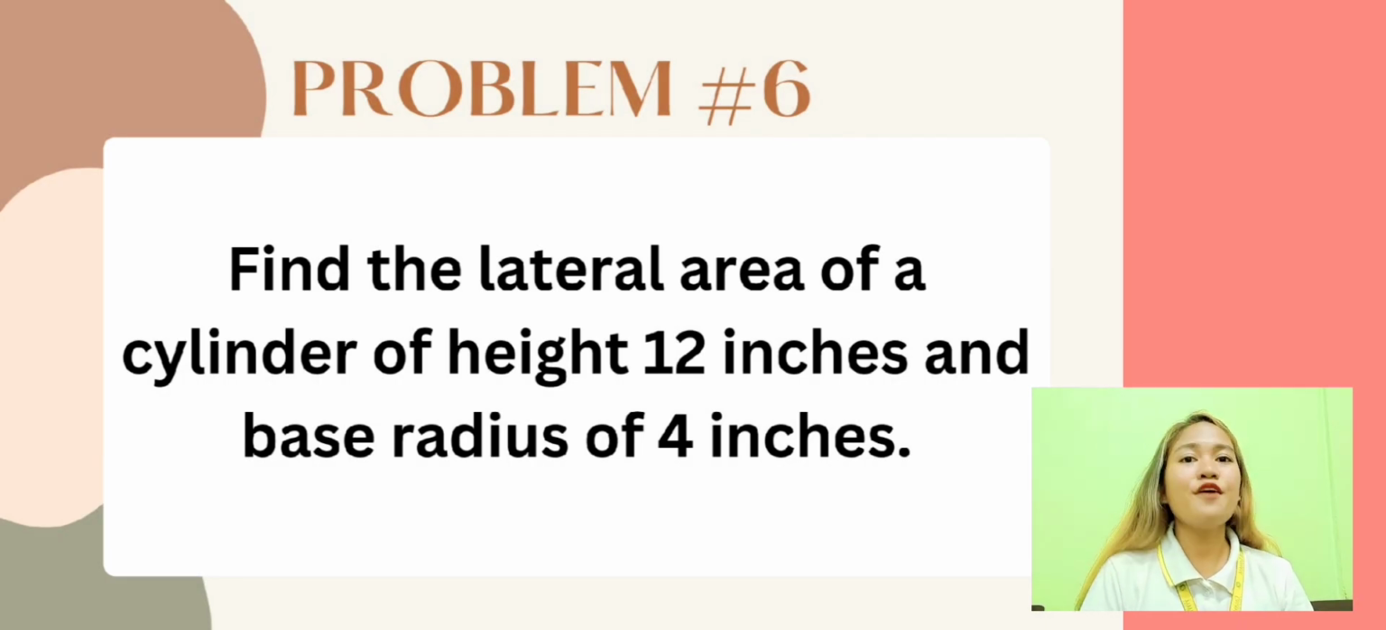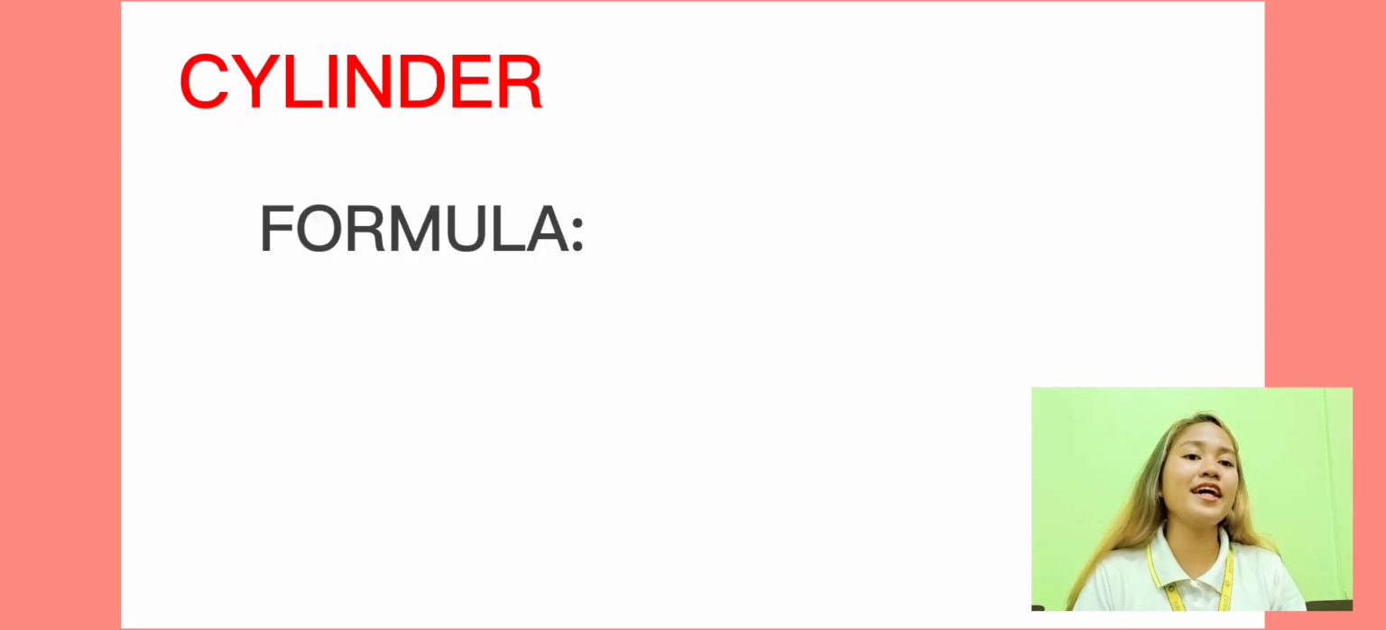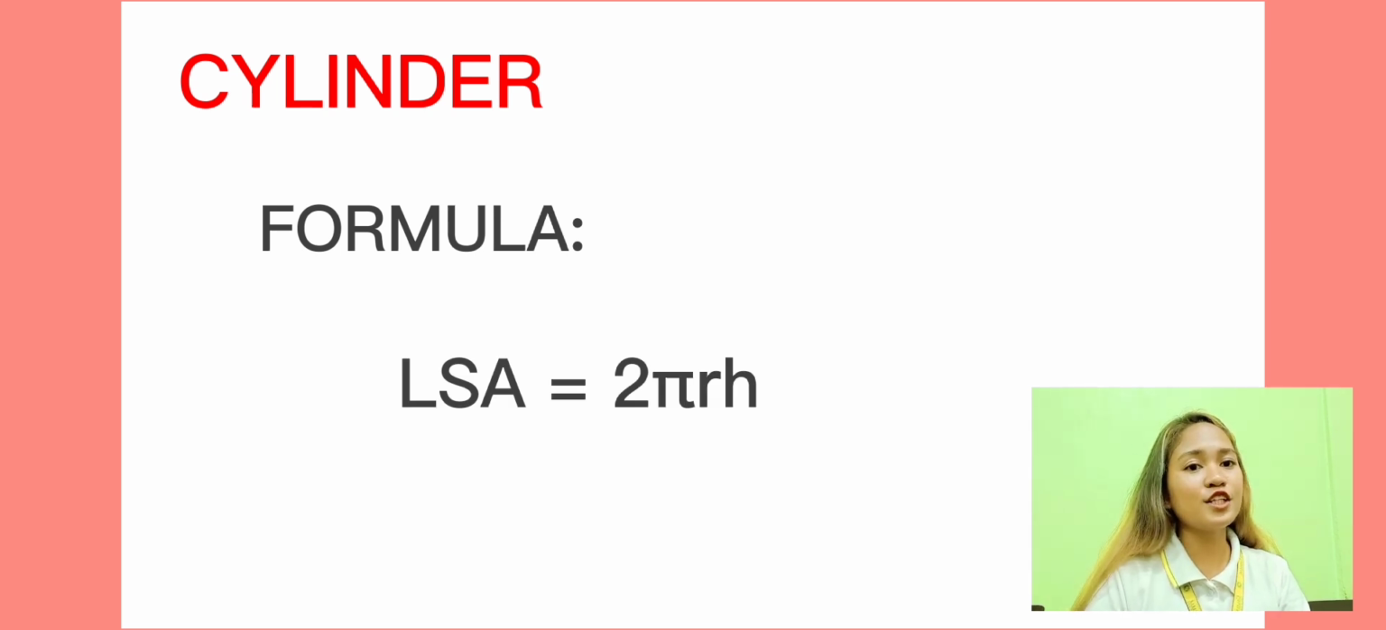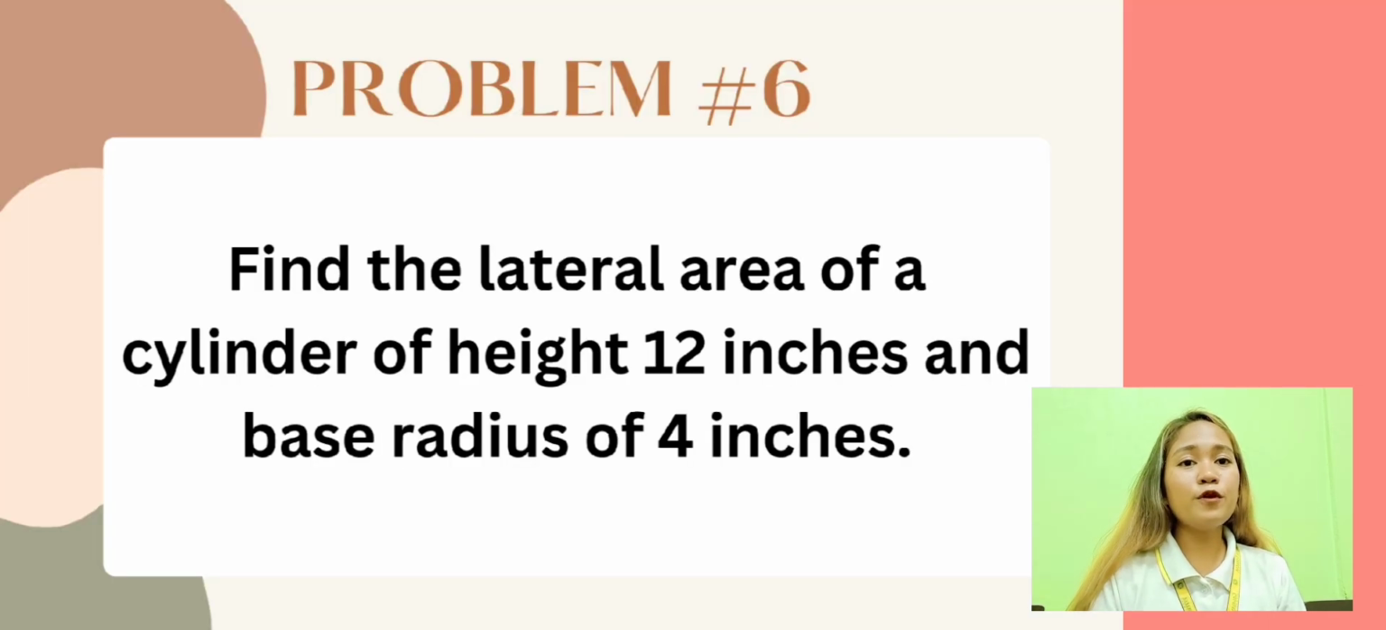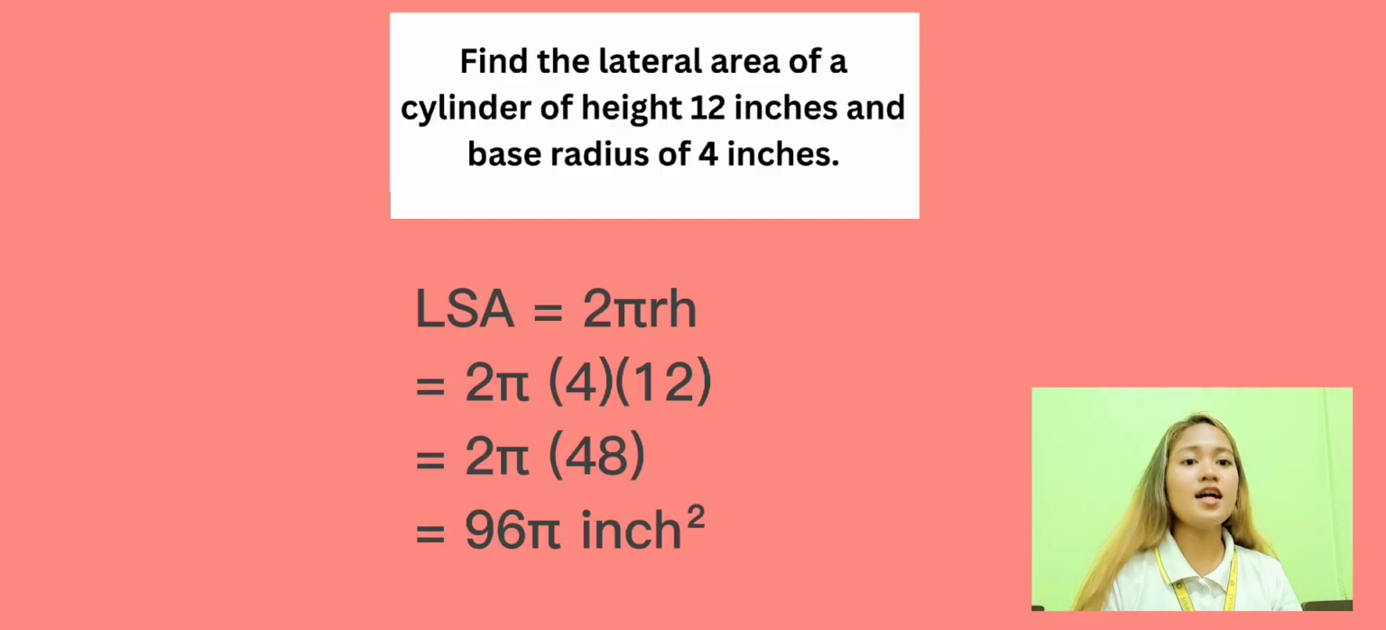Problem number 6. Find the lateral area of a cylinder of height 12 inches and a base radius of 4 inches. Now, to solve this problem, first we need the formula. The formula here is the LSA, or the lateral surface area, equals 2 pi times radius times height. Before we continue, let's first identify the radius and the height. The radius is 4 inches while the height is 12 inches. So 2 pi times 4 times 12 equals 2 pi times 48 equals 96 pi inches squared. That's it.